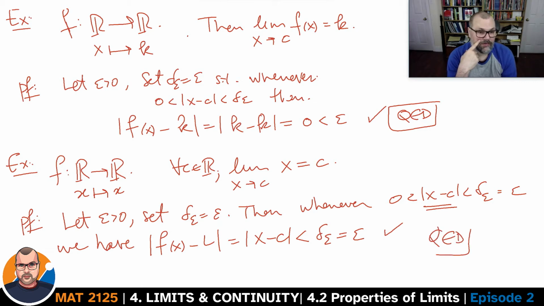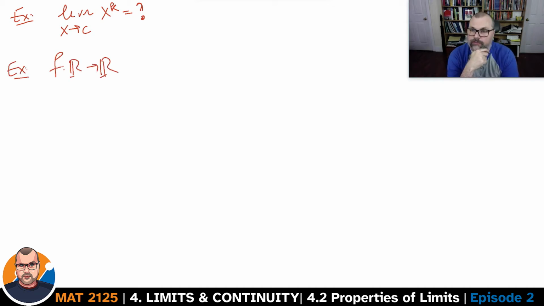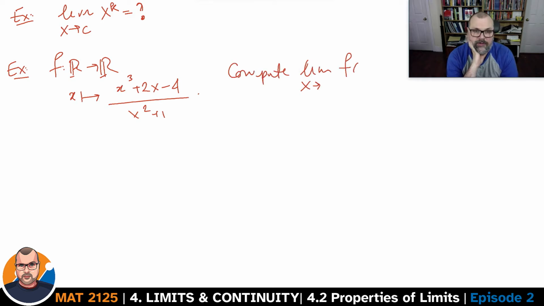What about this? How would you prove this? Not doing this one here. I want you to think about how you would go about proving this. So you have the following function from R to R, which assigns to every x the following quotient: x cubed plus 2x minus 4 divided by x squared plus 1. You take the limit of this function as x goes to 3.